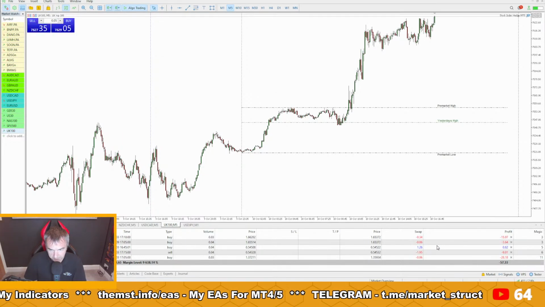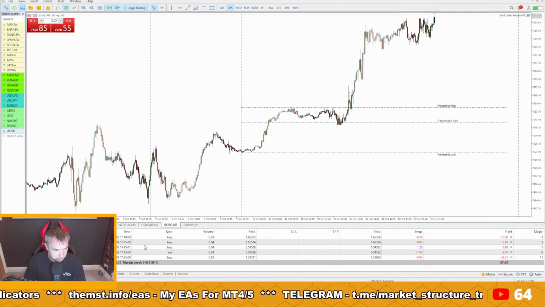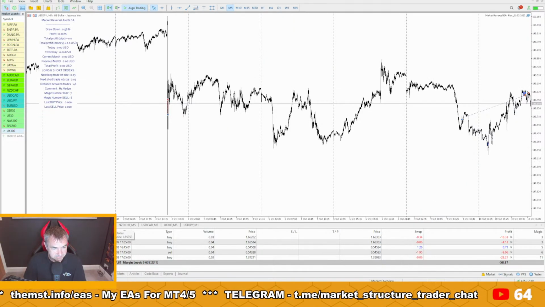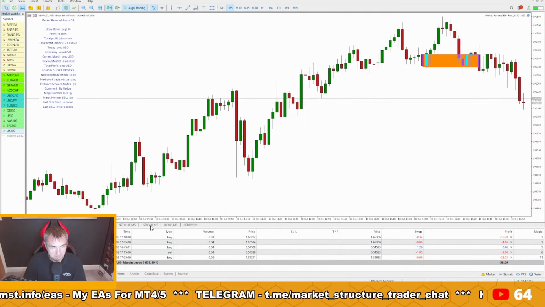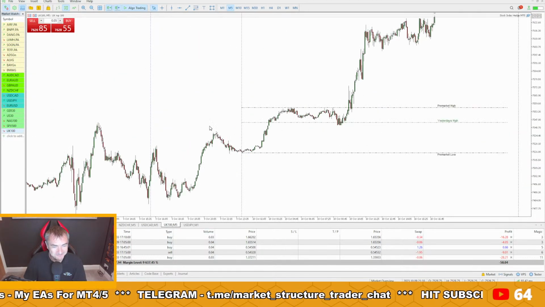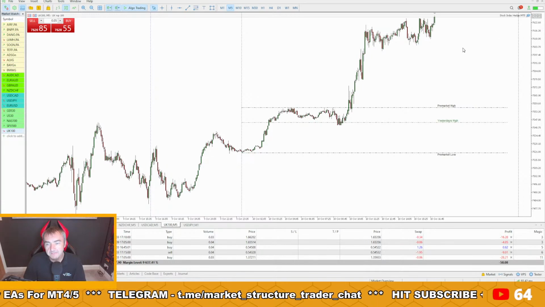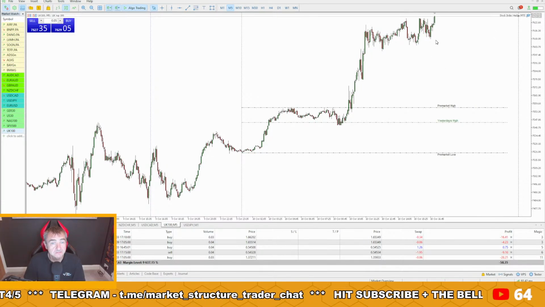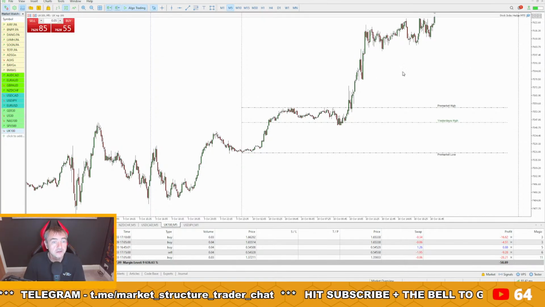Got some trades running on here. It's just loads of testing. What this is doing. But yeah, FTSE breaking out of the highs. I don't know. I just wouldn't trade it.